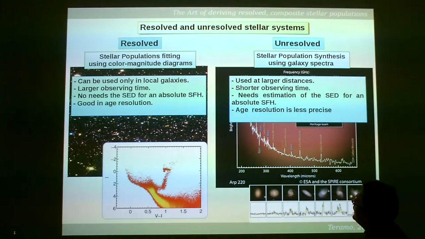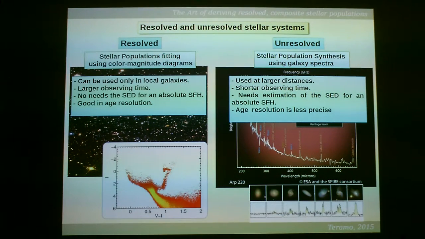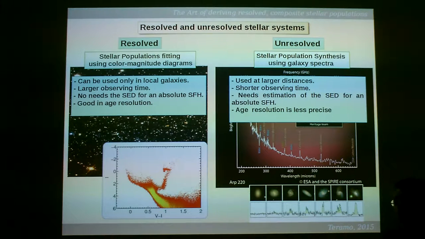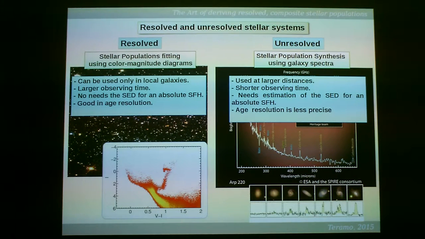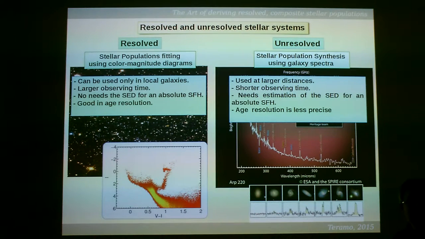For example, if we have a resolved stellar population, we can obtain the star formation history, but we can use it only for local galaxies because we need to resolve the stars. That implies using a deep color magnitude diagram and larger observing time than compared with the unresolved stellar system. We have no need for the estimation of the spectral energy distribution for an absolute star formation history, and it is very good in age resolution if the observations are good enough.